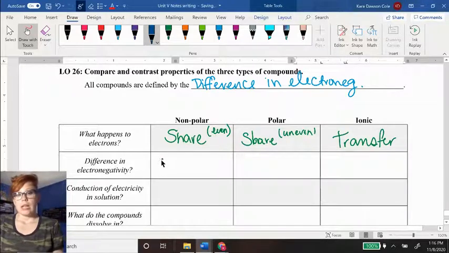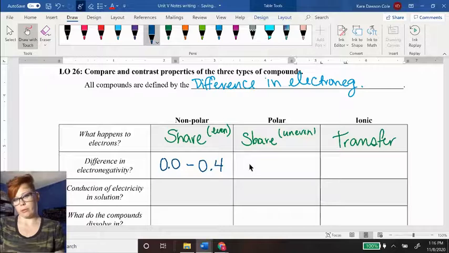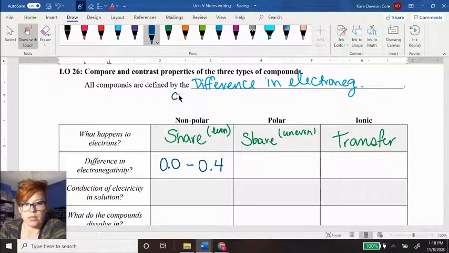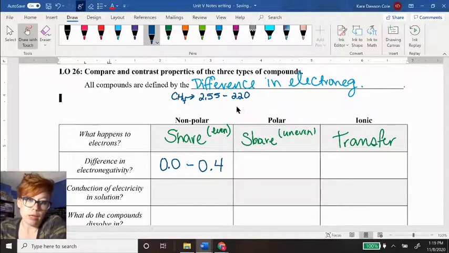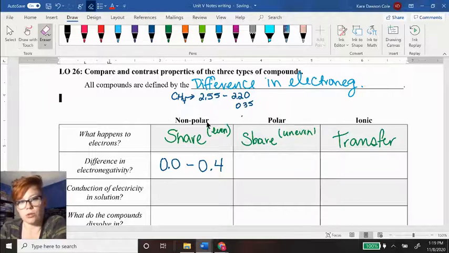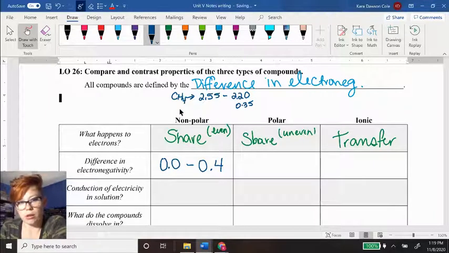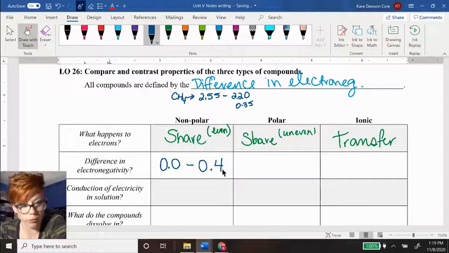Differences in electronegativity. So the difference in a nonpolar is 0 to 0.4. We could say for a nonpolar compound, CH4. Carbon has an electronegativity value of 2.55, and hydrogen has an electronegativity of 2.20. So 2.55 minus 2.20 would be 0.35. So this really shows you carbon to hydrogen compounds are nonpolar because it is in between 0.0 to 0.4.